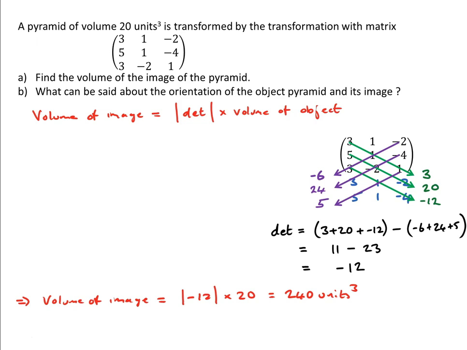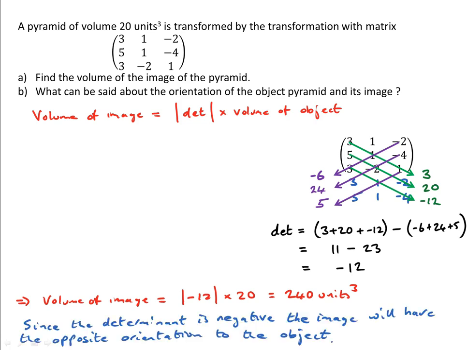And the fact that the determinant of the matrix of the transformation is negative tells us that the orientation of the image will be the opposite of the orientation of the object.